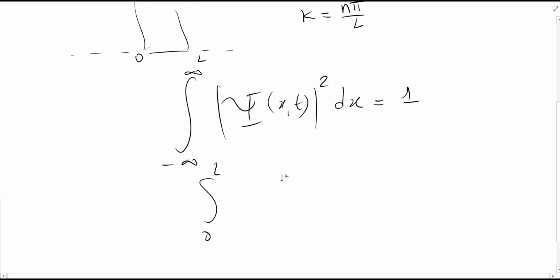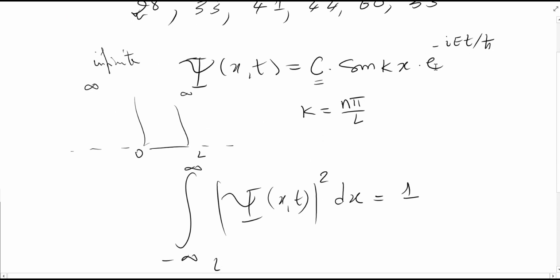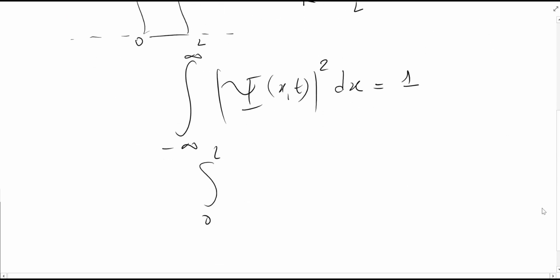And this function, as you can clearly see, has a real part in here. Sine kx is real. The exponential here is imaginary. So if I take its complex conjugate, I will end up with an exponential of plus iEt over h bar. So if I complex conjugate that, it's going to give me just 1.